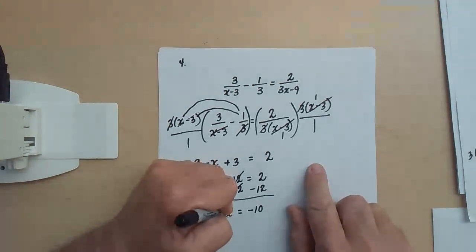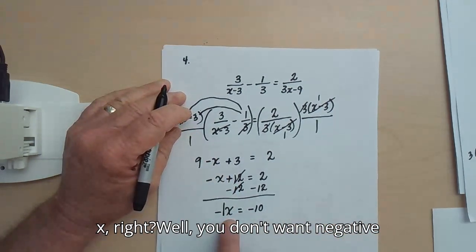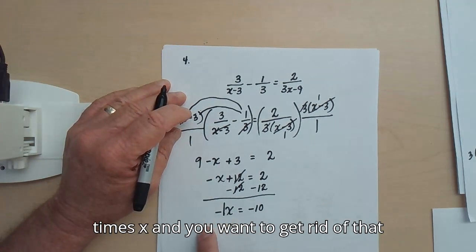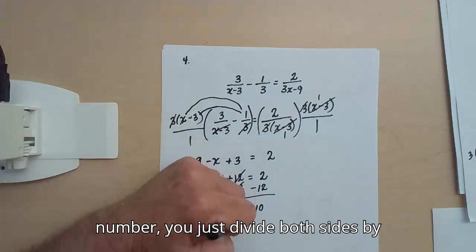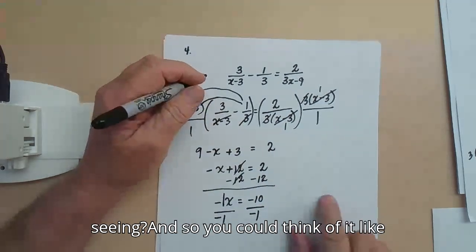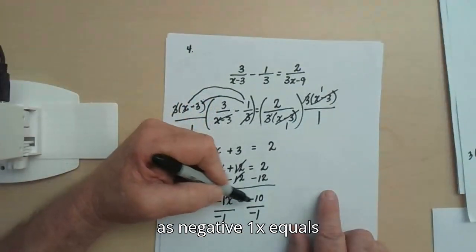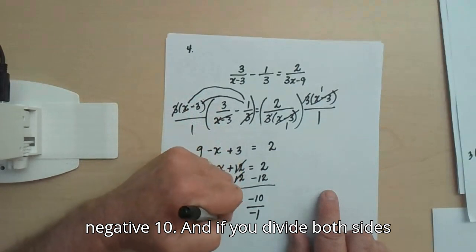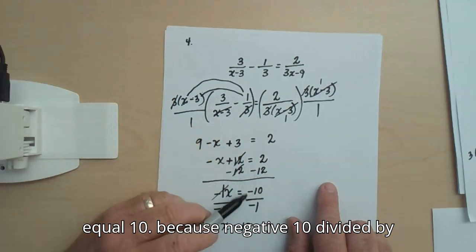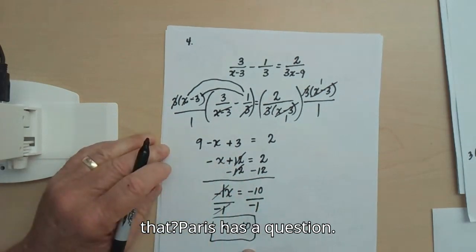Negative x is the same thing as negative 1 times x, right? Well, you don't want negative x, you want positive x. Anytime you have a number multiplied times x and you want to get rid of that number, you just divide both sides by that number, right? Everybody see? So you could think of negative x equals negative 10 as negative 1x equals negative 10. And if you divide both sides by negative 1, you literally get x equals 10, because negative 10 divided by negative 1 is positive 10. Everybody see that?